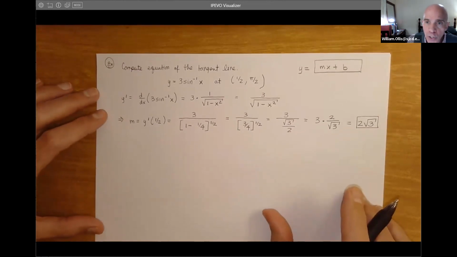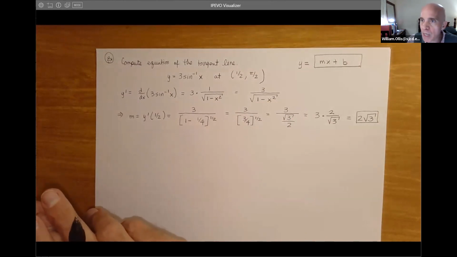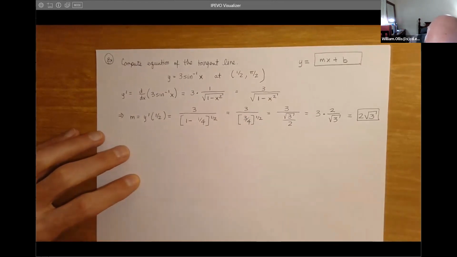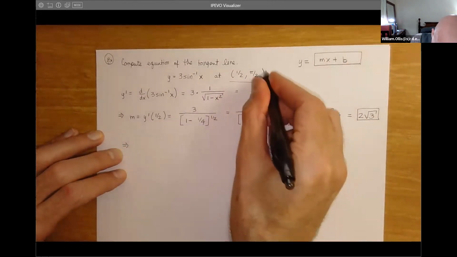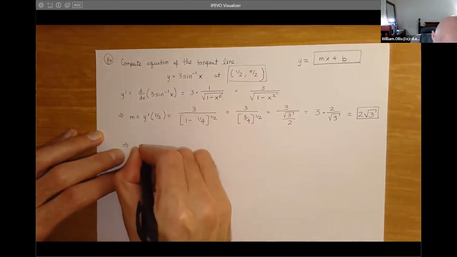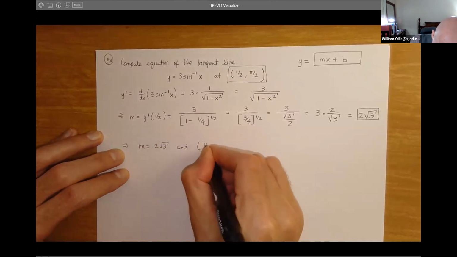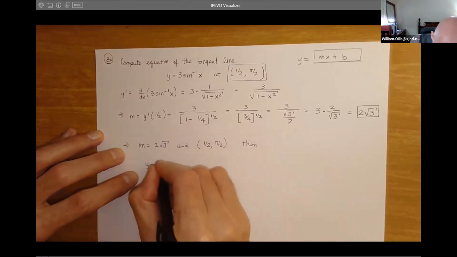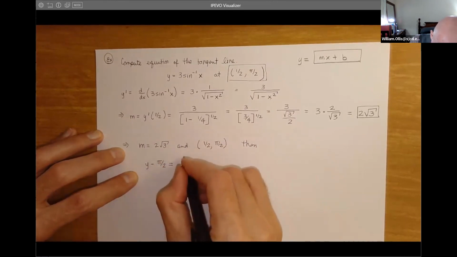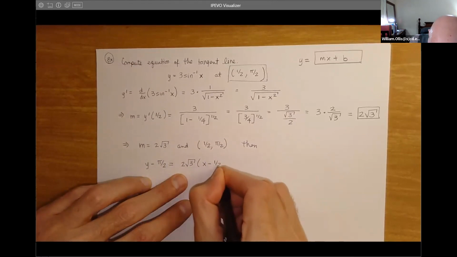So again, when it comes to doing these examples, this is exactly what you did in Calculus 1. Every time we learn some new derivative formulas, we'll do some more tangent lines, even though you probably thought you left that behind in Calculus 1. And so now we can apply the point-slope form. So m, or slope, is 2√3, and our point is 1/2, pi over 2. So then we have y minus pi over 2 equals our slope, 2√3, times x minus 1/2.